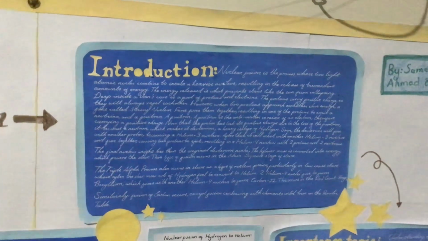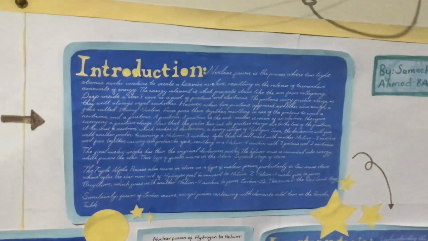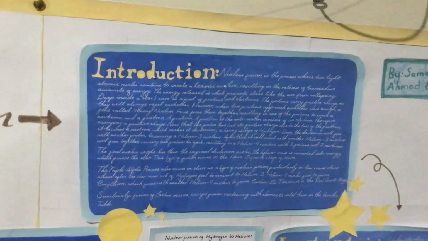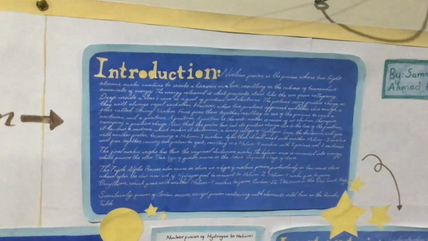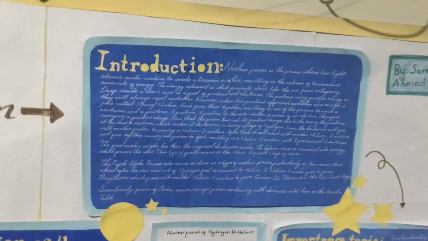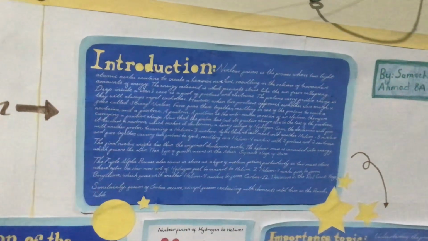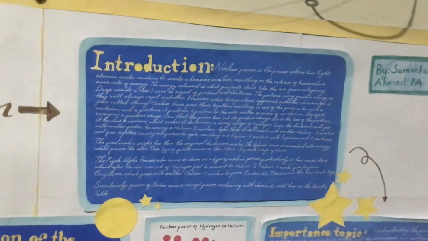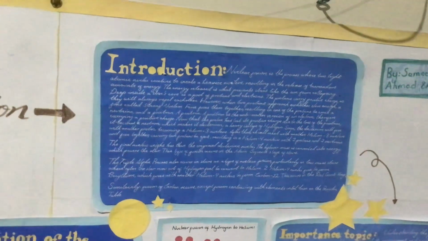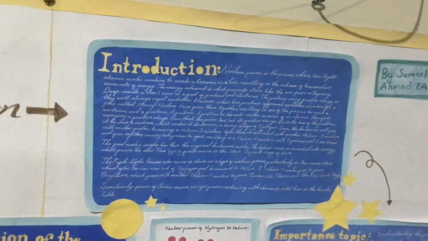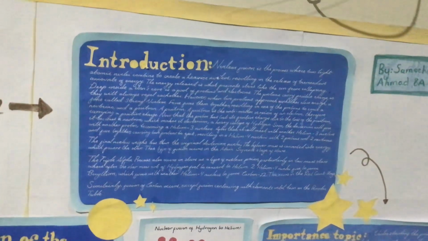Deep inside a star's core is a pool of protons and electrons. The protons carry positive charge, so they will always repel each other. However, when two protons approach each other close enough, a force called strong nuclear force fuses them together, resulting in one of the protons to emit a neutrino and a positron. A positron is the antimatter version of an electron, therefore carrying a positive charge.